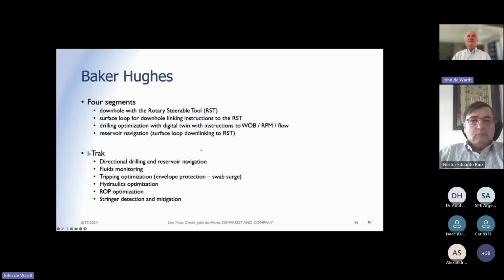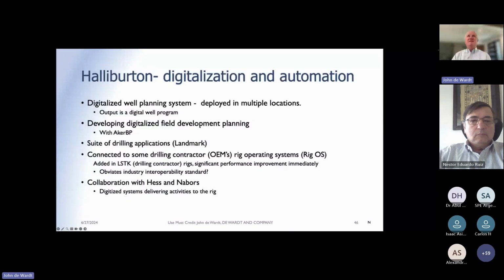And then Halliburton, they're doing digitalization and automation. So they've done this digitalized well planning system, which I've already mentioned. Now they're moving up to this field development, digitalized field development planning. They have a suite of applications for automation, which of course is coming out of Landmark and then their directional drilling group or the Sperry group. And then they connect it to some drilling contractors' rig operating systems. But the big one is that they have actually done this combination with Nabors ROS in their lump sum turnkey drilling, as I said, in Iraq. And they've proven it's been very successful and they're advancing that program.